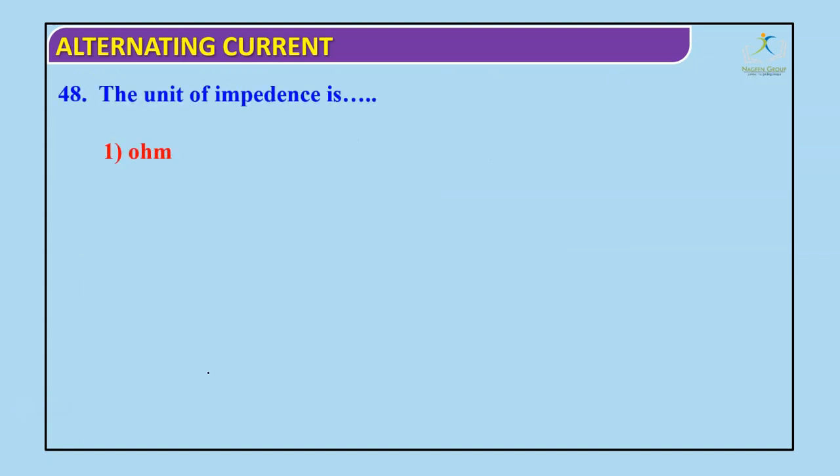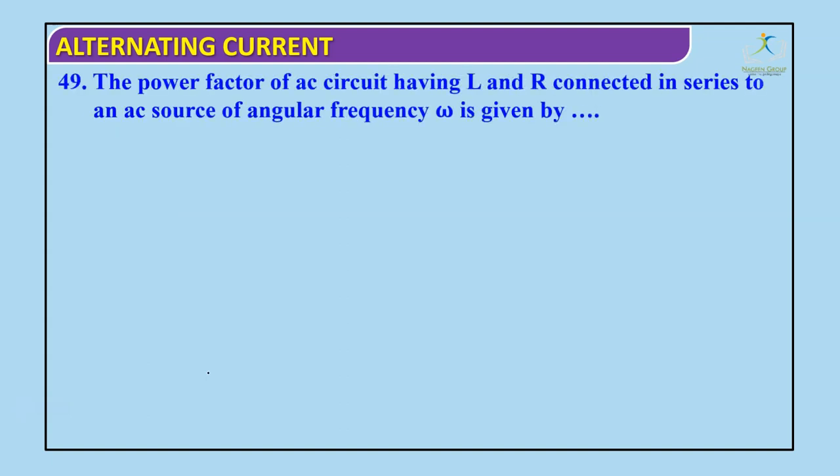The unit of impedance is ohm, mho, ampere, or volt. The correct answer for this question is ohm. Like reactance, impedance, and capacitance, these have some special units. Impedance has the same unit as resistance.